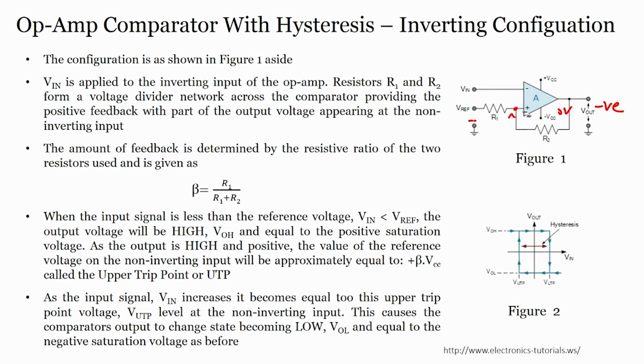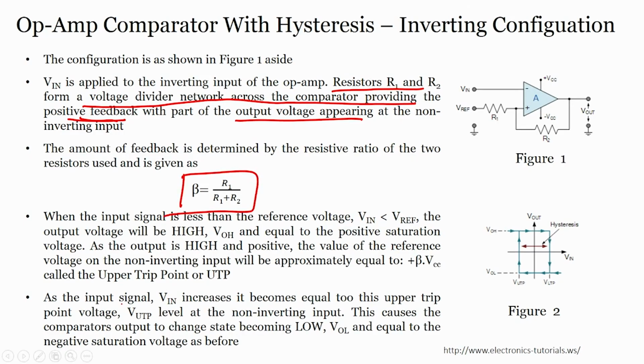So, what you can see, V in is applied to the inverting input of the op amp, and resistors R1 and R2 form a voltage divider network across the comparator providing positive feedback, right. It is providing positive feedback with a part of the output voltage appearing at the input. The amount of feedback determined by the resistive ratio is given by beta equal to R1 by R1 plus R2. You can say R1 plus R2 because we are taking the voltage across this point. Both R1 and R2 are the same, so it does not matter because it will be half times your output voltage if I want to calculate the V reference voltage.